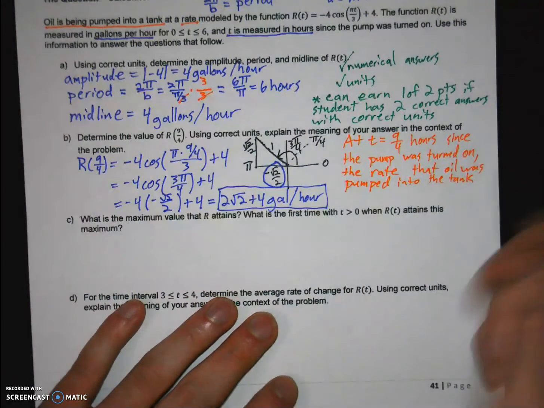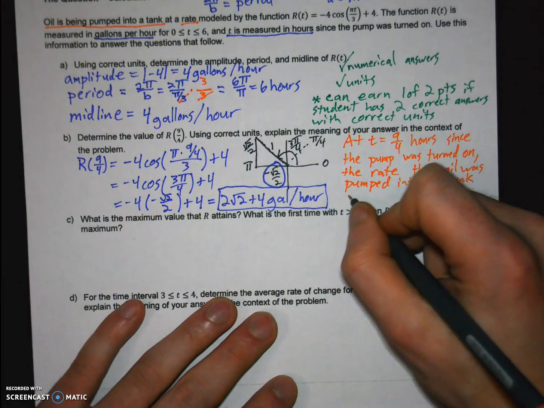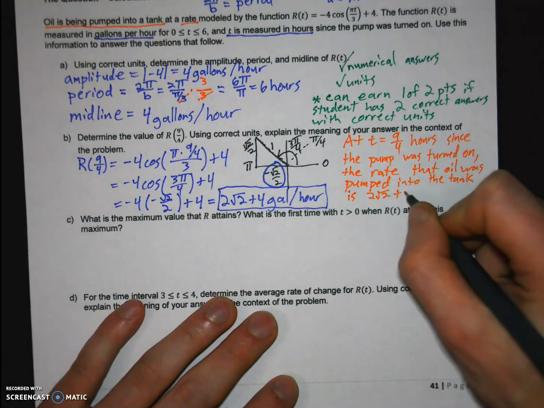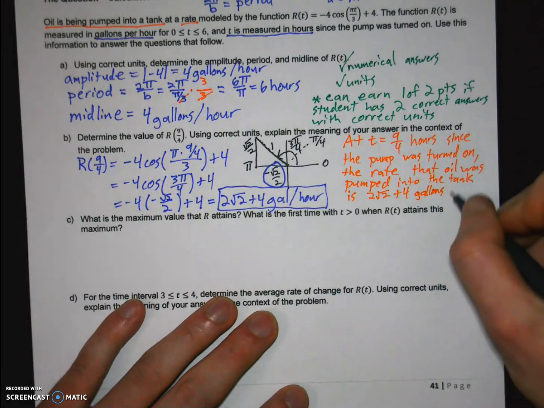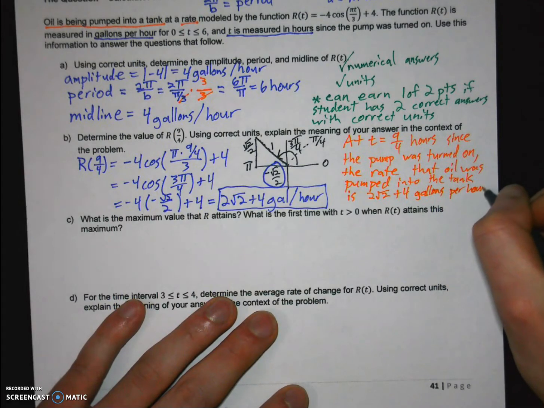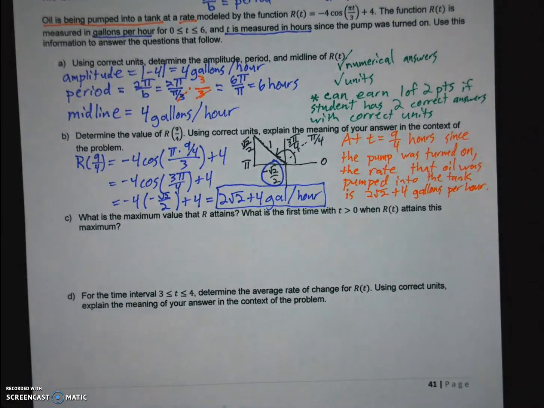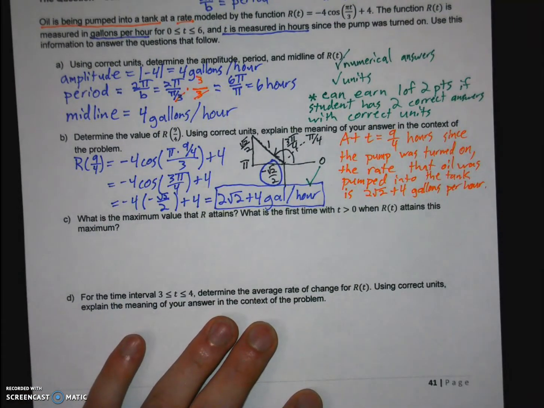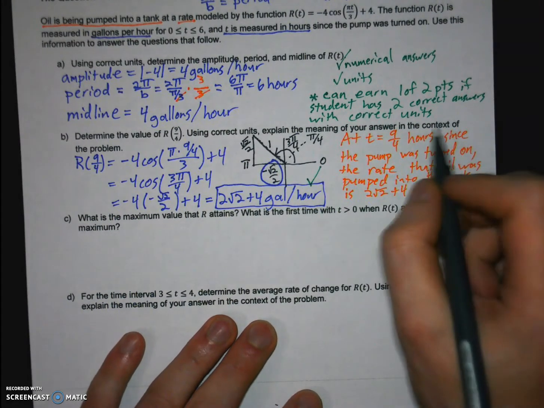All right, and then now we want to actually talk about what the heck this thing is. So, well, it is 2 rad 2 plus 4 gallons per hour. Okay. And let's talk points. Now, you earned your first point right here when you got the correct numerical answer with the 2 square roots of 2 plus 4. The second point, in order to earn it, you have to have this sentence, and your sentence must contain the following things.